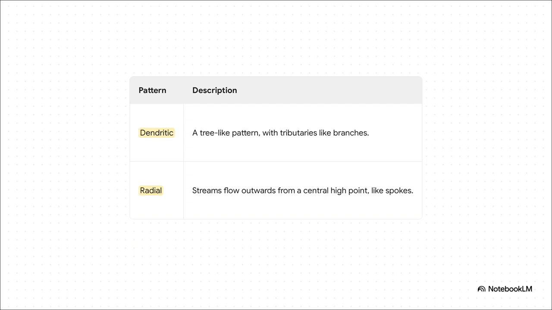Rivers do the same thing. They form distinct patterns that give you clues about the landscape. The most common one by far is called dendritic, and it looks just like a tree with its branches. But if you see streams flowing outwards from a single high point, kind of like the spokes on a bicycle wheel, that's a radial pattern. It's a huge clue that you're looking at something like a volcano or a dome-shaped hill.